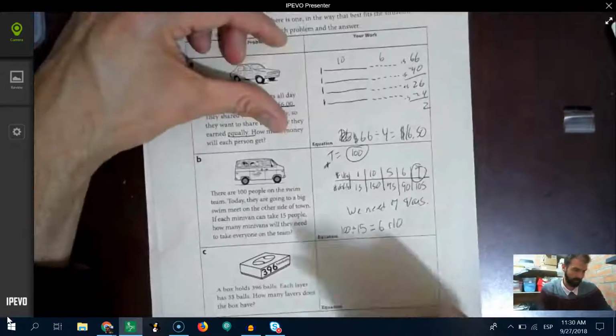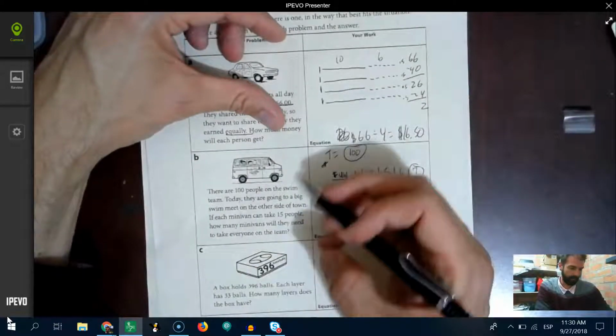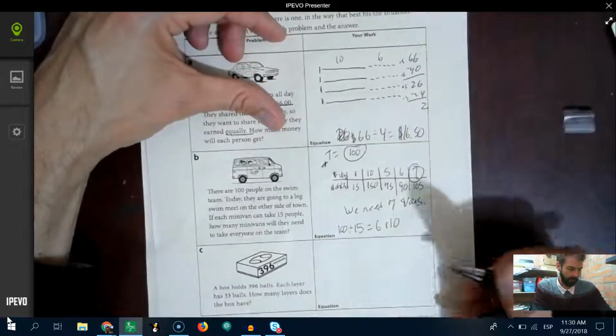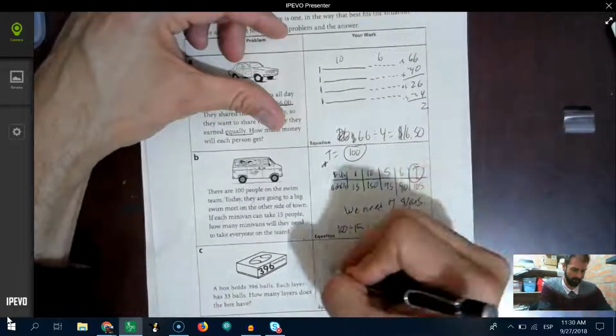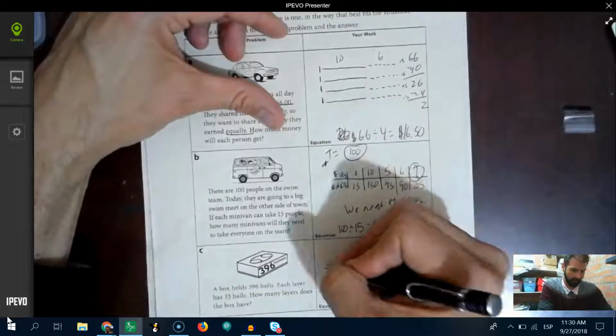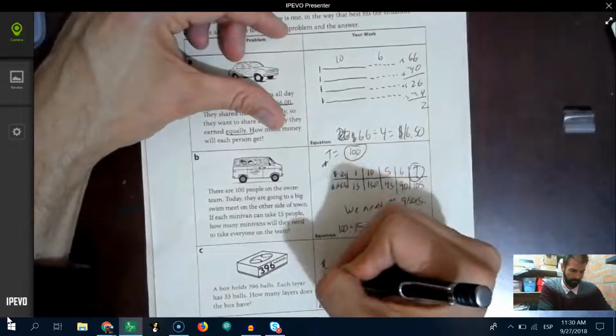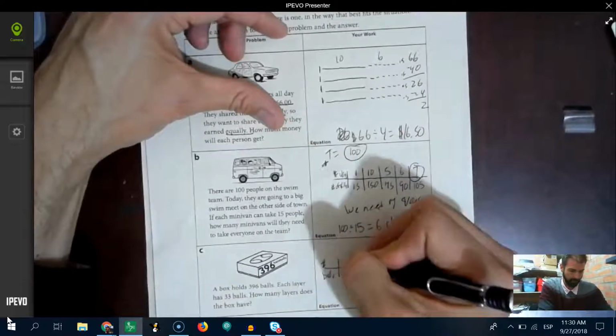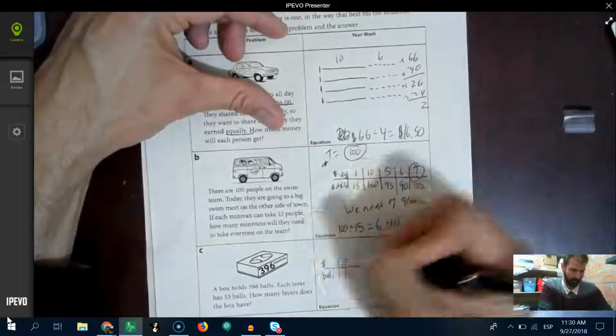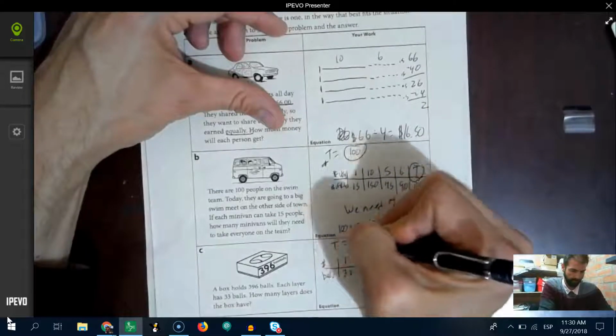The box holds 396 balls. Each layer has 33 balls. How many layers does the box have? That looks like a ratio again, because I know for layer and balls, so for one layer there's 33 balls. My target equals 396.